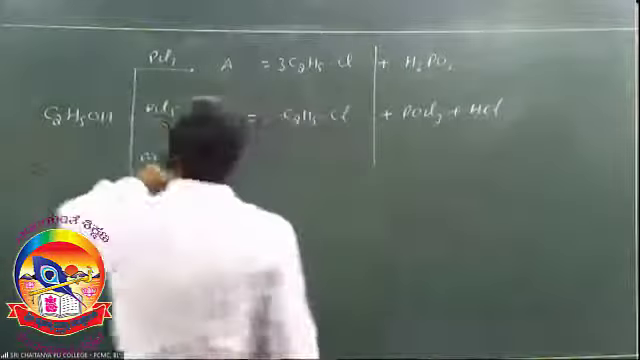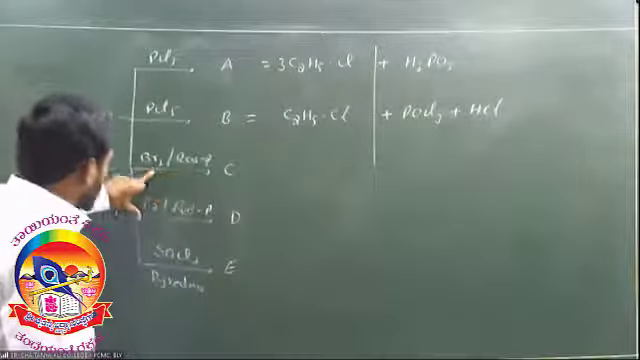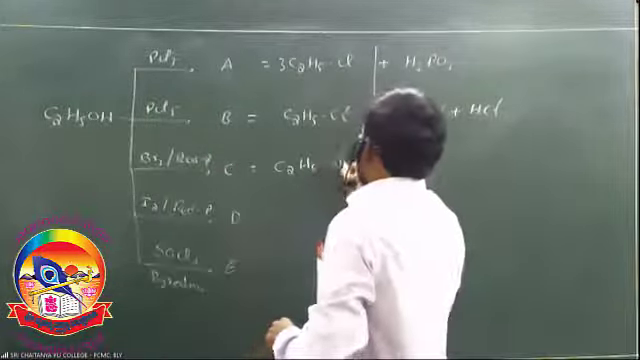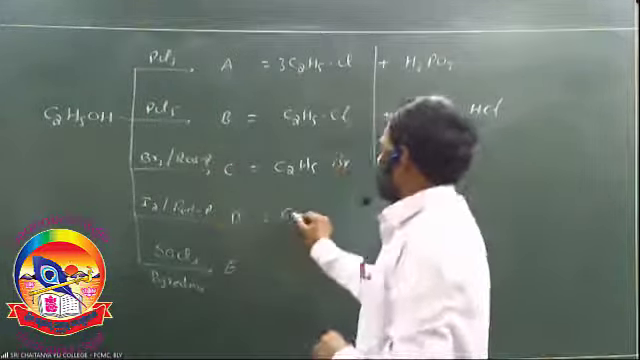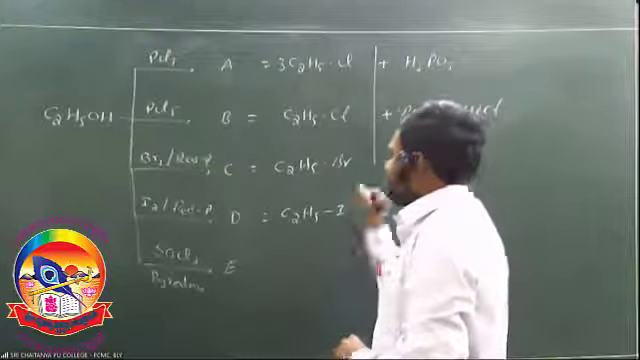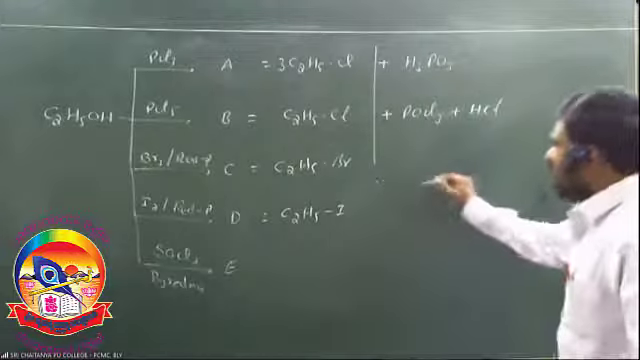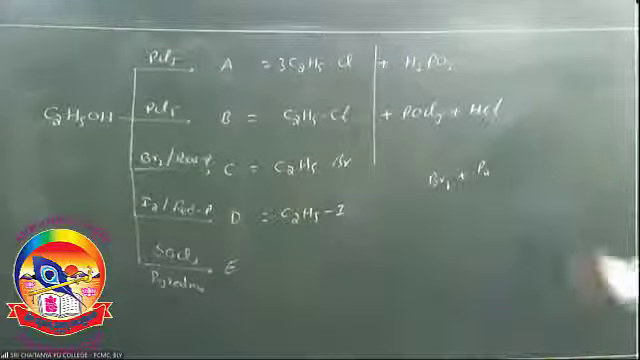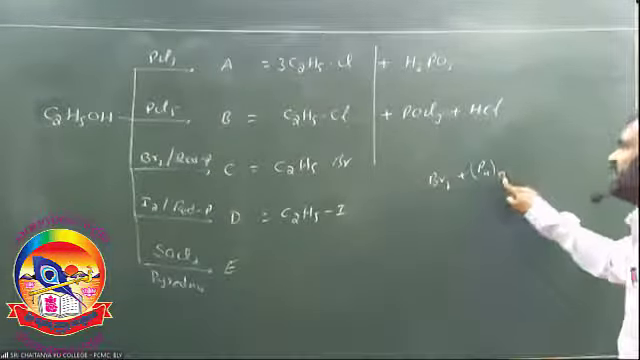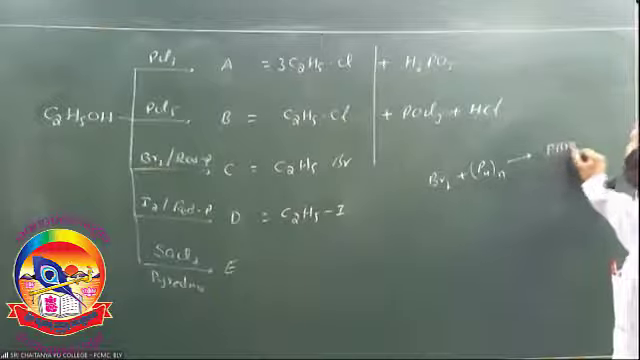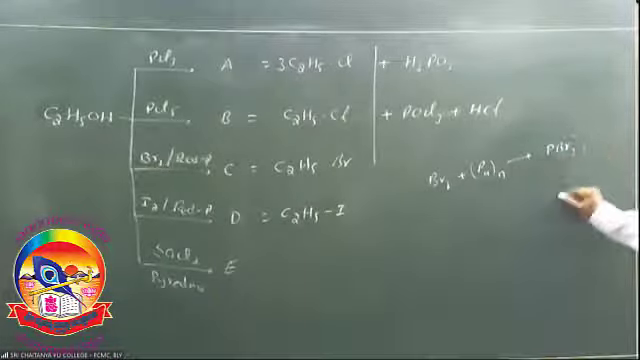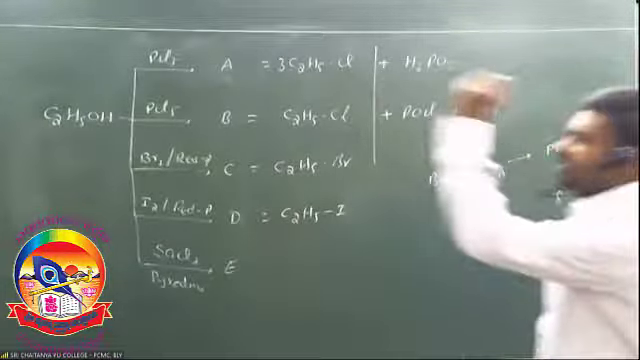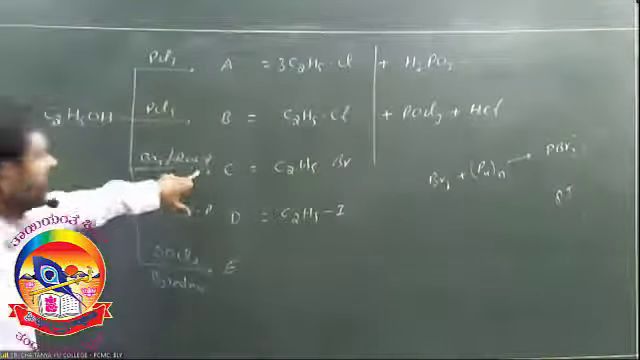Instead of PCl5, if you use PBr3 it forms ethyl bromide, C2H5Br, and if you use iodine and red phosphorus, it gives ethyl iodide, C2H5I. Here bromine reacts with red phosphorus, which has a polymeric structure, and it forms PBr3. PBr3 and PI3 are unstable. Hence, we use the mixture of iodine and red phosphorus or bromine and red phosphorus.